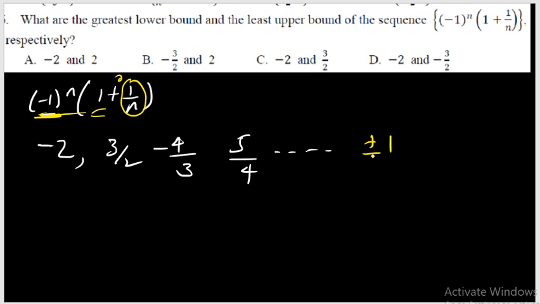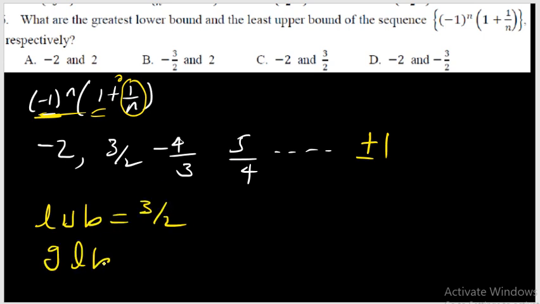As n goes to infinity, the outer will be plus or minus 1. So from here, which one is the larger one? The least upper bound will be the larger one from all, that is 3 over 2, and the greatest lower bound will be the smaller one from all, that is negative 2. We are asked what is the greatest lower bound, that's negative 2, and the least upper bound 3 over 2. So the answer will be C.